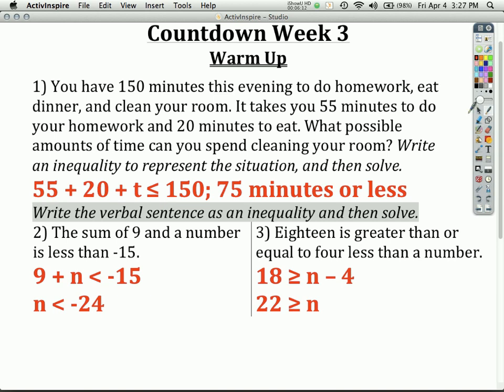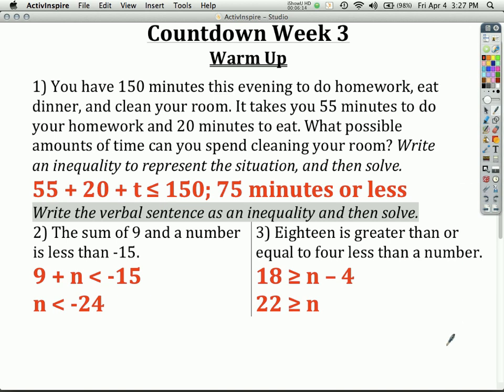Comments or questions, concerns, issues on any of these? Corey, go ahead. The reason I missed 2 is because I misread the question. I thought it was the sum of 9 and negative 15. The sum of 9 and negative 15. Okay. The sum of 9 and negative 15 is not negative 7. Makes sense. Negative 6. So, still did that wrong.